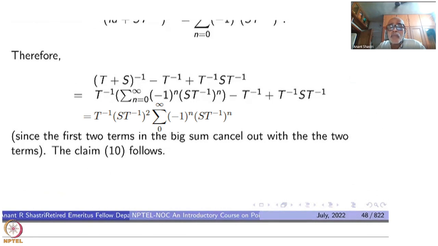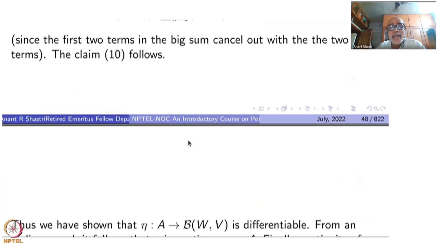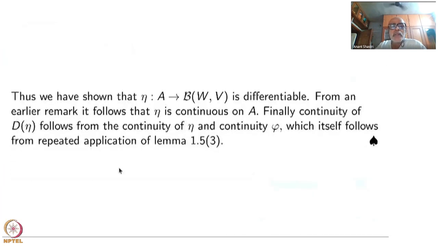Only one norm S comes in the square term, cancels out, the other one remains. The rest of them is bounded. S tends to 0, norm S tends to 0. So this is, okay. So we have shown that eta is differentiable. From an earlier remark, it's continuous. I've already told you, I'm repeating it.